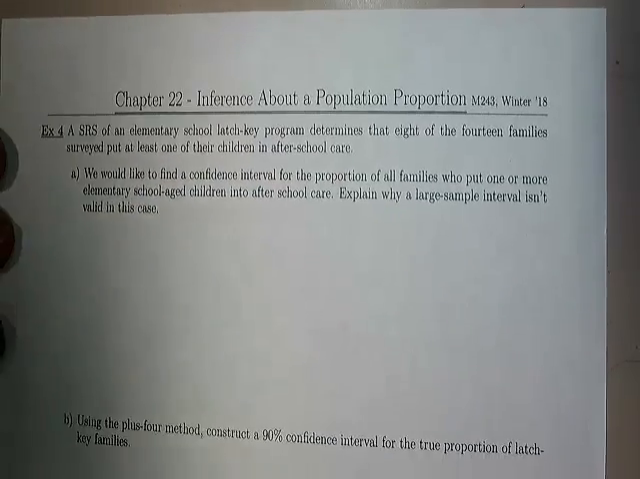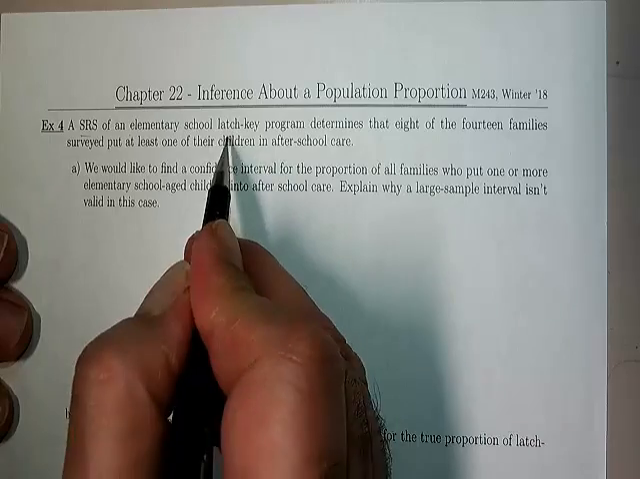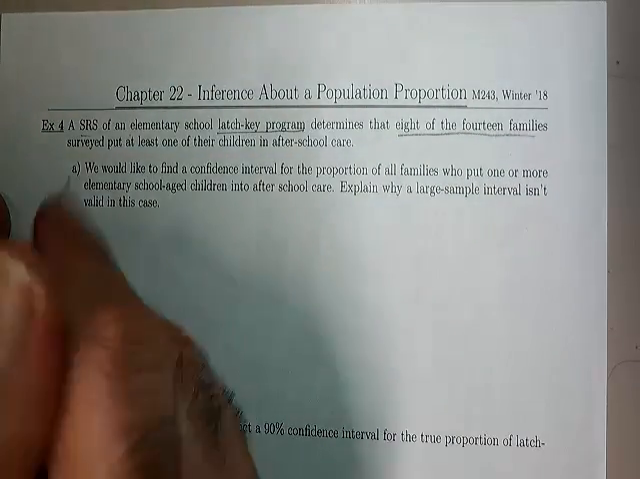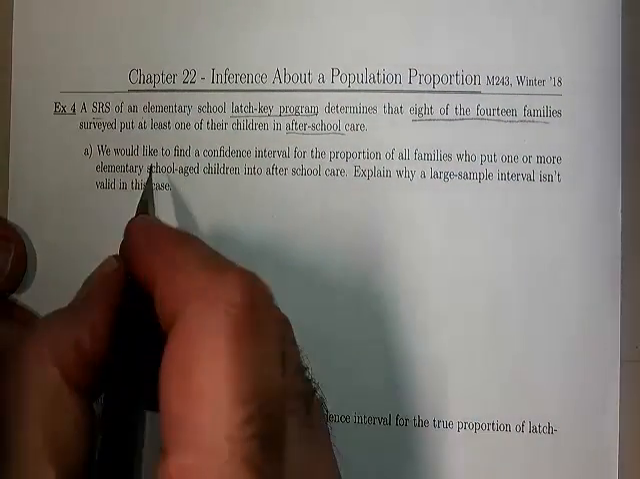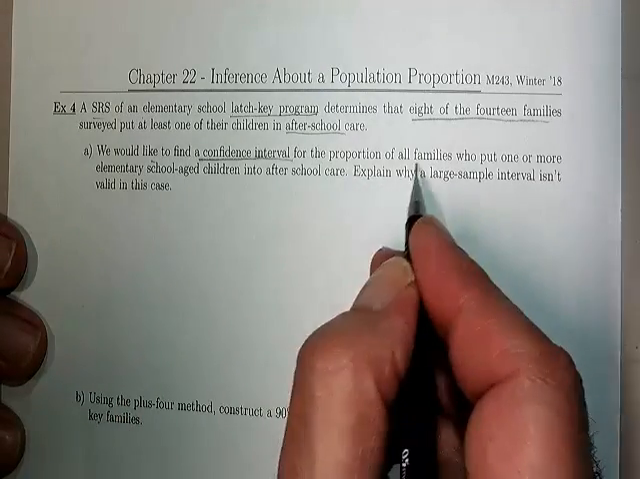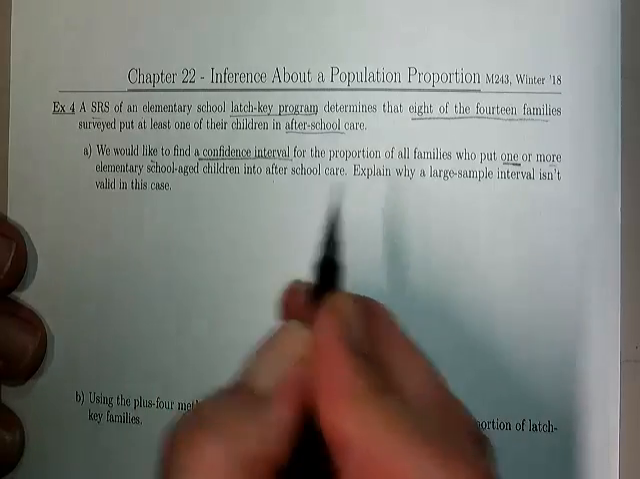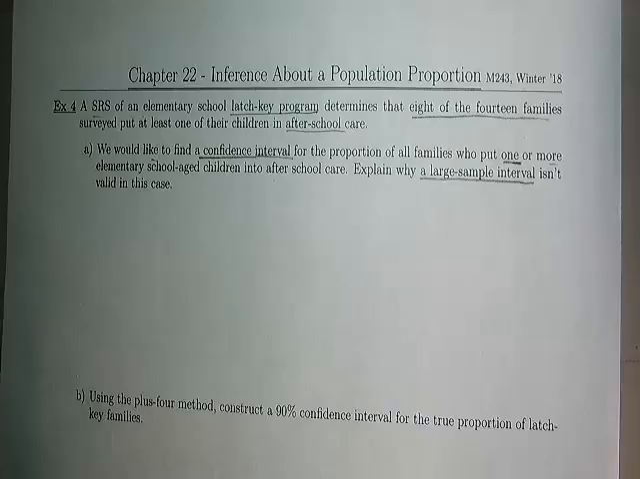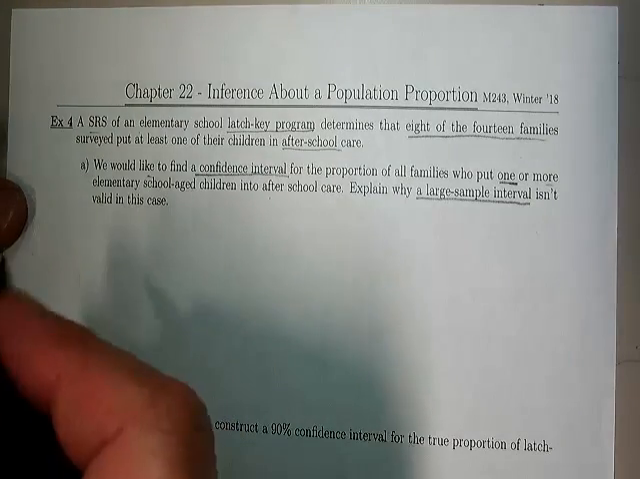All right, let's do an example. An SRS of an elementary school latchkey program determines that 8 out of the 14 families surveyed put at least one of their children in after-school care. We would like to find a confidence interval for the proportion of all families who put one or more elementary school-aged children into after-school care. Explain why a large sample interval is not valid in this case. Well, let's compare the criteria for each case and conclude why not.